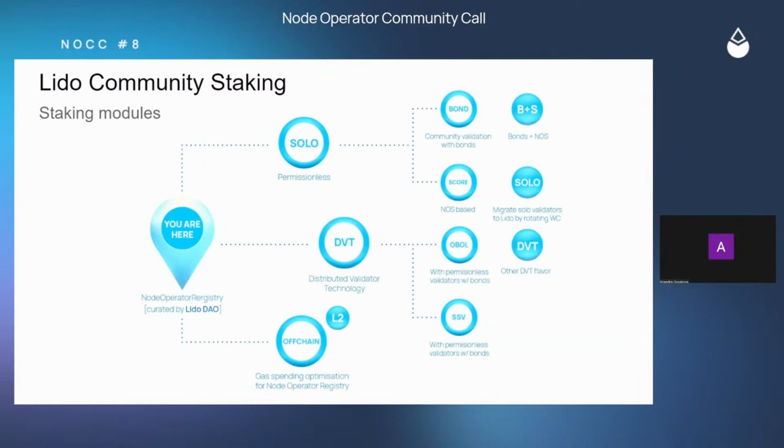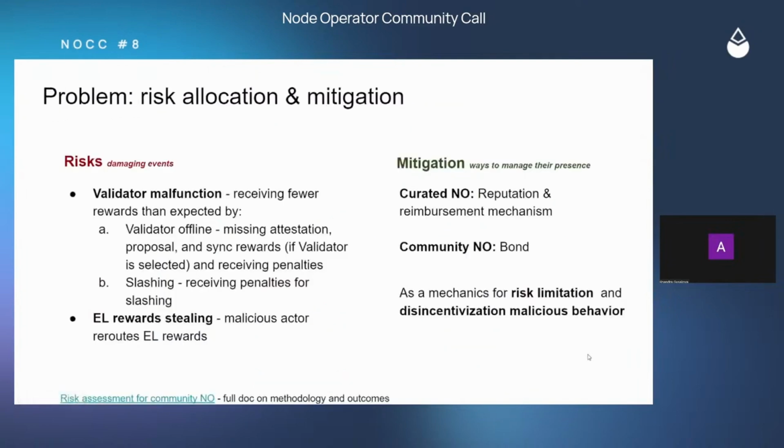And how do we reach this balance? That's the question that Max is going to talk about. Yeah, Max, the turn is yours.